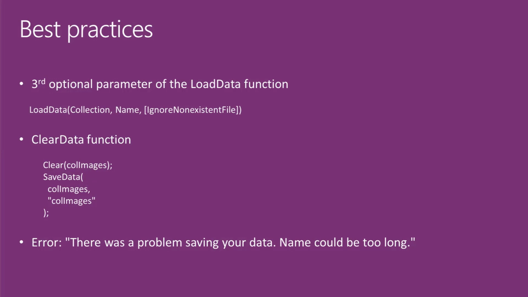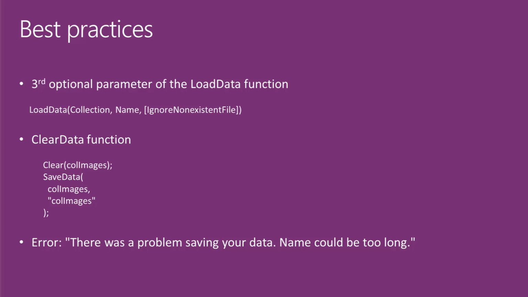First one, which applies not just to this particular use case, but whenever you use load data, there is a third optional parameter called ignore non-existent file. I set it to true every single time, because if you don't do that, when a user accesses this app for the very first time, data has not been saved yet on their local devices. So in the app on start, when you do load data, it's not going to find the file, and it throws a very ugly error, which you don't want to show to your end users, especially if they're accessing the app for the first time. So set that to true. If load data doesn't find that file, it'll ignore it. If it does, it'll load the data.